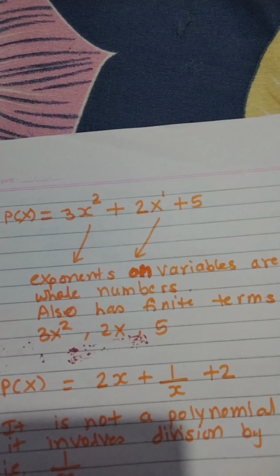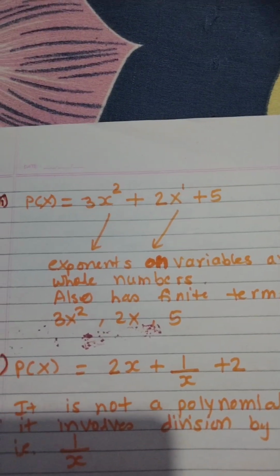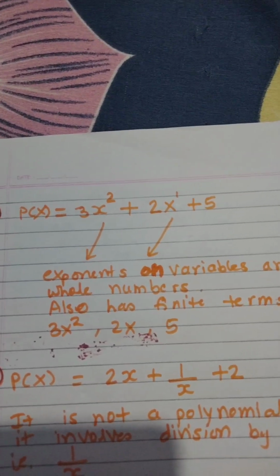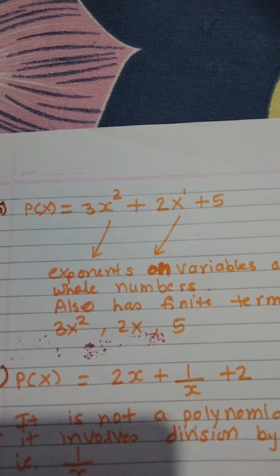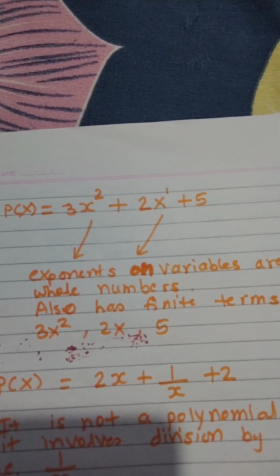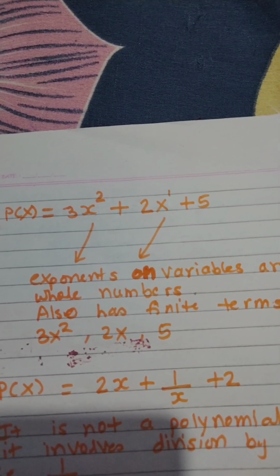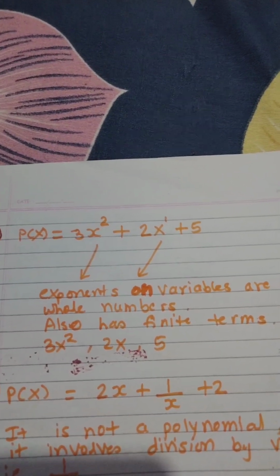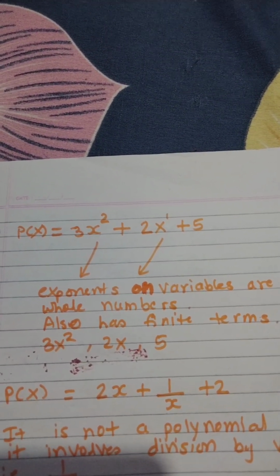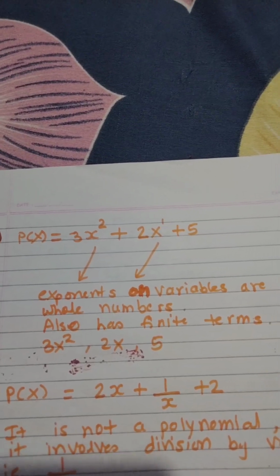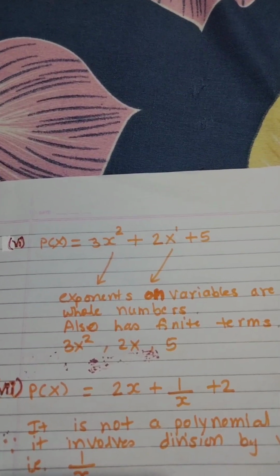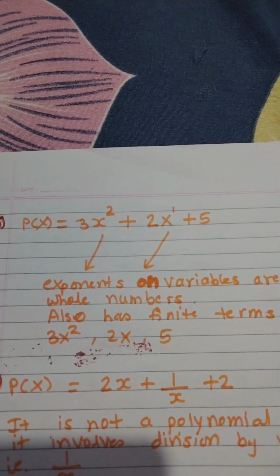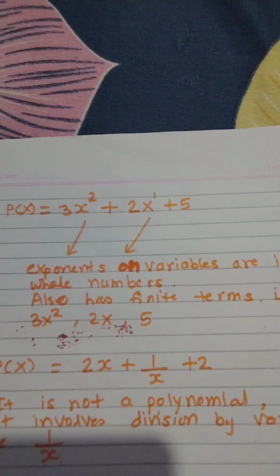It also satisfies the second condition that it has a finite number of terms. So there are three terms, 3x square is the first term, the second term is 2x, the third term is 5. So there are a finite number of terms. It involves the third condition also, that there are operations addition, subtraction and multiplication. So here 3 is multiplied by x square in the first term, in the second term 2 is multiplied by x. So there is multiplication operation and 3x square, 2x and 5 are separated by addition operation. So it involves multiplication and addition operation.